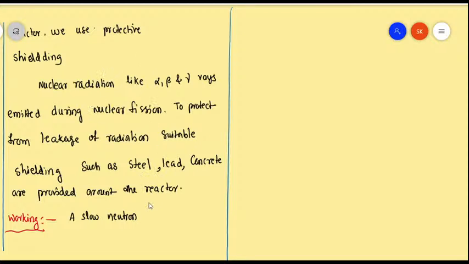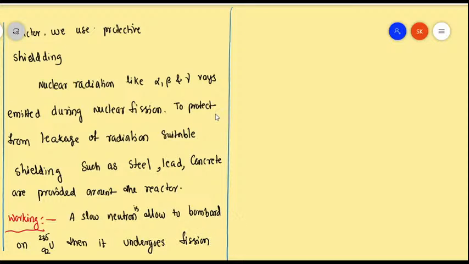A slow neutron is allowed to bombard 92U235. Okay, a slow neutron is bombarded onto uranium. This uranium is the fuel. Then what happens? It undergoes fission. Fission means what? Splitting. After that, what happens?